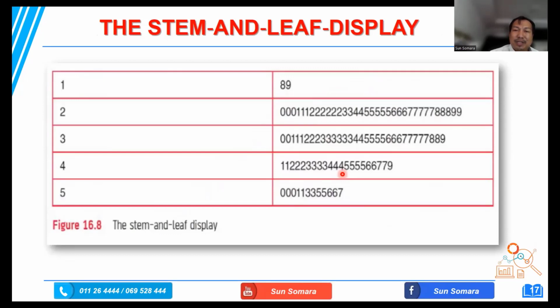The stem and leaf display, just something like this one. You can see there one number with the other part displayed here.